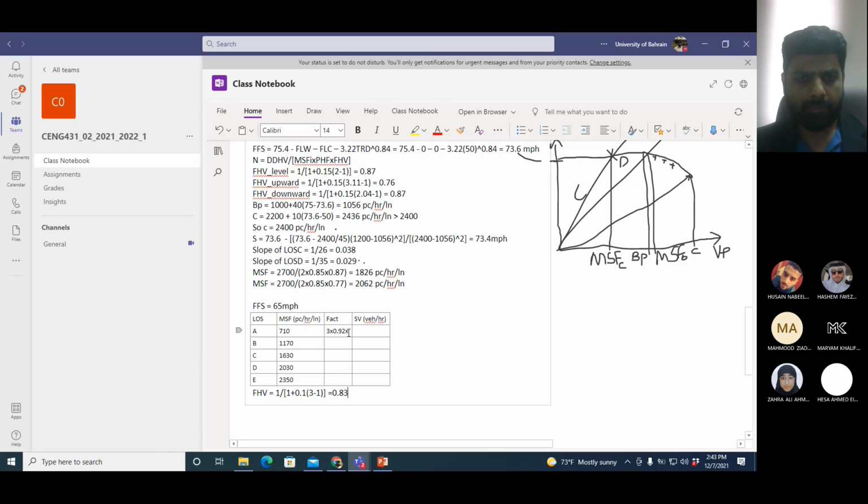Now you can give me the service volume for each level of service. All of them will be multiplied by the same factors. All these values will be multiplied by the same factors. So give me the service volume for each level of service.